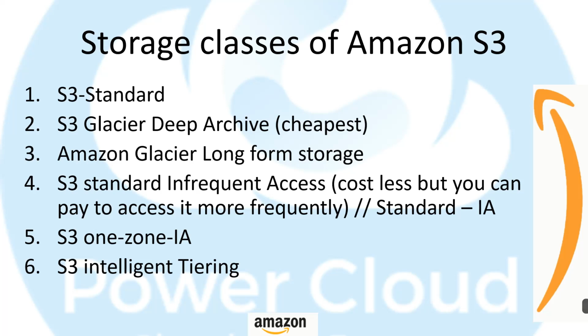So basically, there are six storage classes in S3, right? When we create a bucket, the default storage class is S3 Standard. S3 Glacier Deep Archive is very cheap. Amazon Glacier is for long-term storage. S3 Standard Infrequent Access costs less, but you pay more to access it frequently. And then S3 One Zone IA, and S3 Intelligent-Tiering.